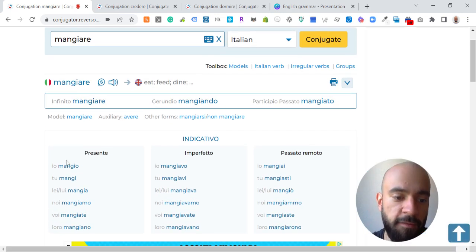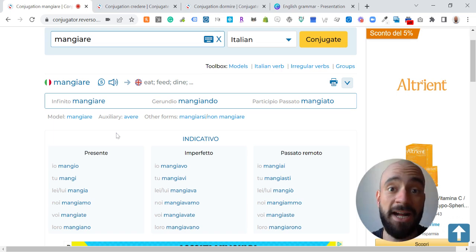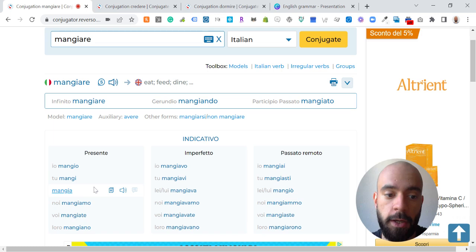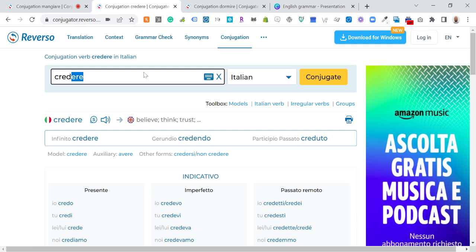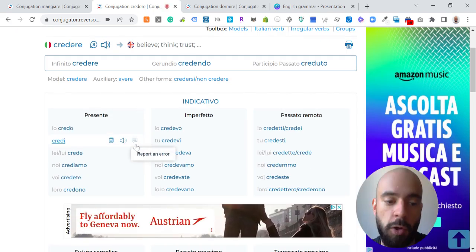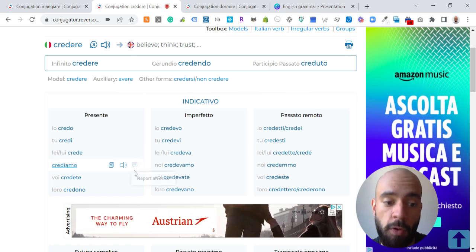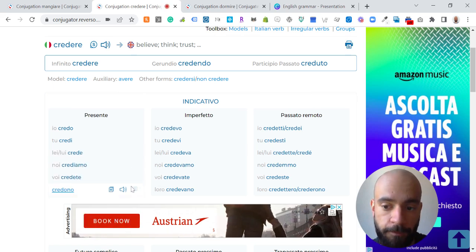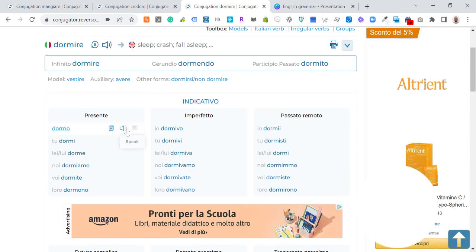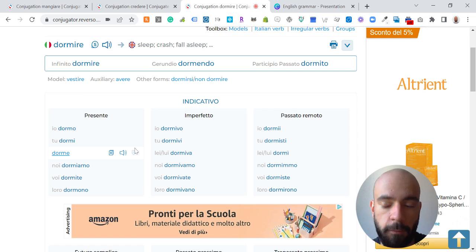So mangiare, for the subject I, becomes io mangio. Tu mangi, lui, lei mangia, noi mangiamo, voi mangiate, e loro mangiano. If we take a look at credere, io credo, tu credi, lui o lei crede, noi crediamo, voi credete, loro credono. And when it comes to dormire, io dormo, tu dormi, lui o lei dorme, noi dormiamo, voi dormite, loro dormono. They look similar, but there are some differences here and there.